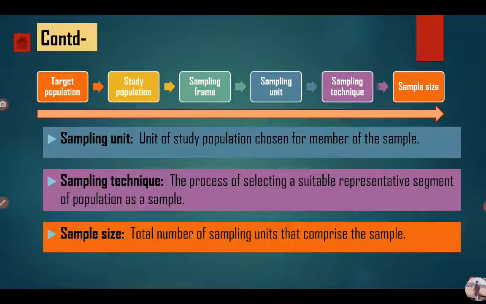And the sampling unit is the unit of the study population chosen for membership of the sample. So the total sampling units taken from the study population constitute the sample size, and the process by which this selection is done to form the sample is the sampling technique.